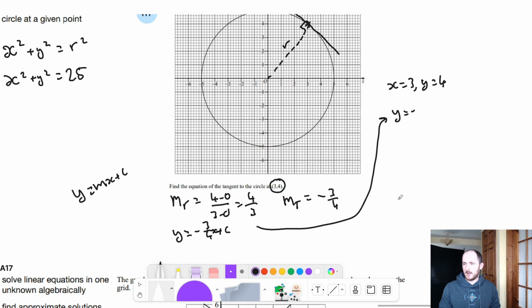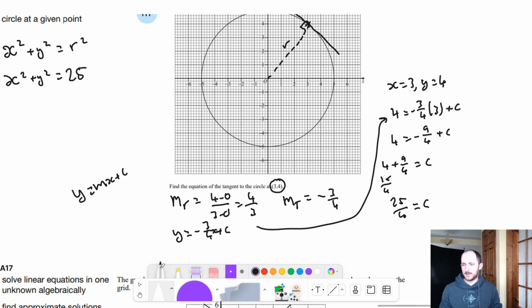So y is equal to minus 3 over 4 multiplied by 3. That shouldn't be a y. Okay, I need to slow down a bit. So 4 is equal to negative 3/4 times 3 plus c. So 4 is equal to minus 9 over 4 plus c. Add 9 over 4 to both sides. So 4 plus 9 over 4 equals c. 4 is just going to be 16 over 4, so 25 over 4 is equal to c.